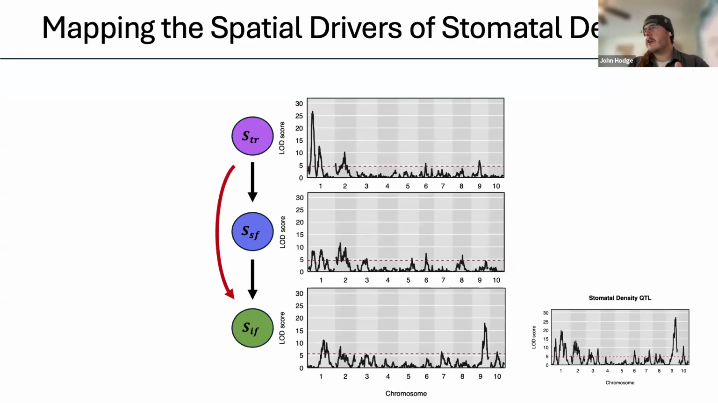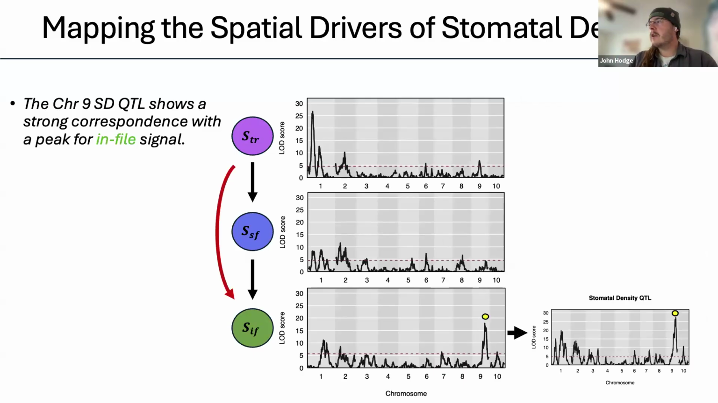So as we're looking across our QTL maps for our signaling triad, if we just start by looking at the map for the in-file signal versus stomatal density, it's very clear that there is a corresponding QTL peak where they both seem to agree that they have a strong association with the same region around 100 centimorgans.